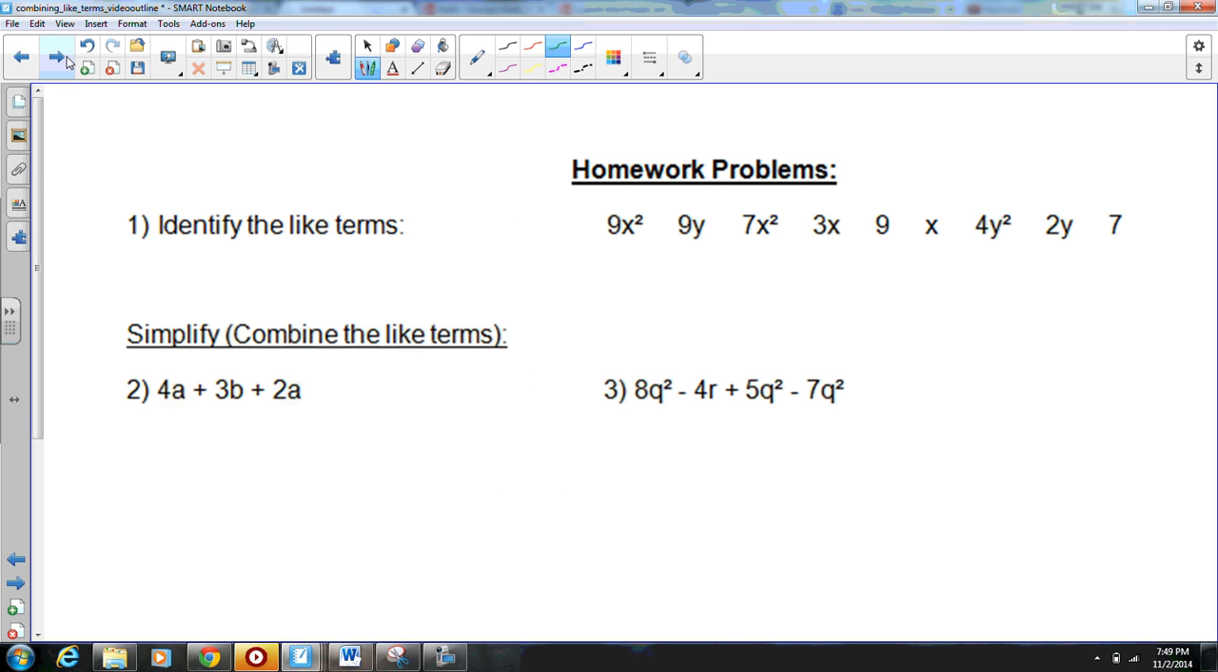Okay, so for homework tonight, you will need to answer number 1, where you will identify the like terms, and again, you can use shapes such as squares, triangles, circles, and stars. And on questions 2 and 3, you will need to simplify and combine the like terms. Remember to include the operation in the front, and then to combine the like terms by simply adding or subtracting the numbers.